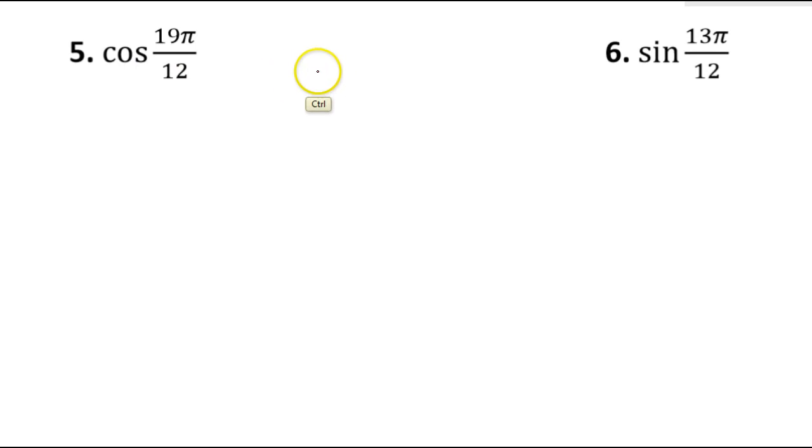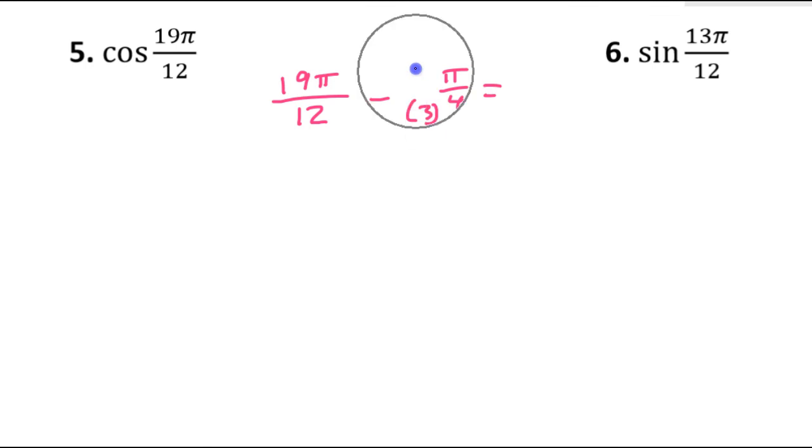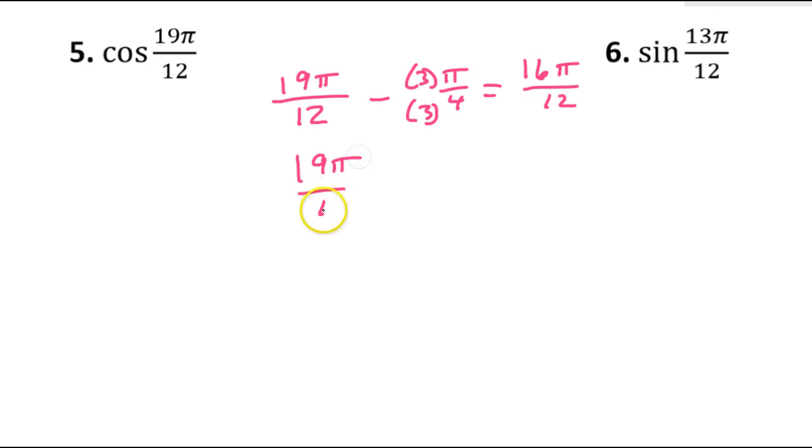So number 5 involves radians again, so I'm going to use that trick that I do where I subtract pi over 4 from it. So I'm going to subtract pi over 4, and to do that I need to multiply by 3. So that's going to give me 16 pi over 12. So that means that 19 pi over 12 minus pi over 4 is equal to, and I'm dividing both of these by 4, so that's going to be 4 pi over 3.